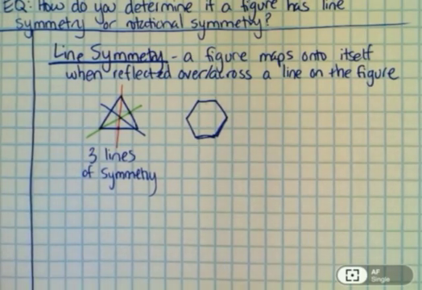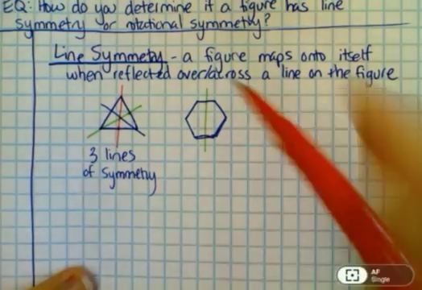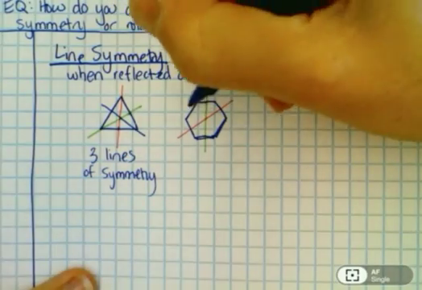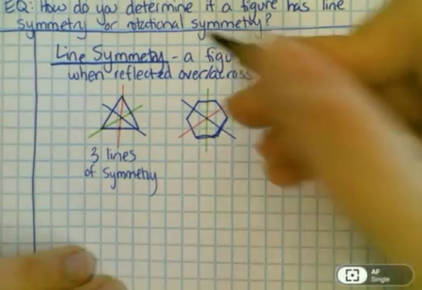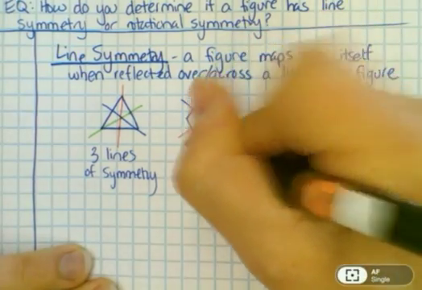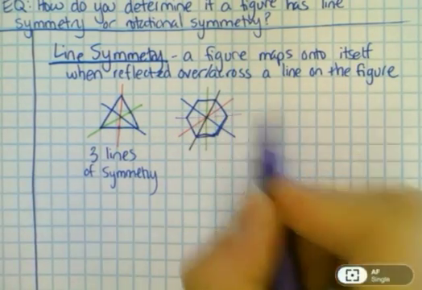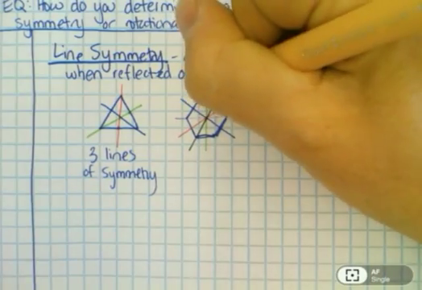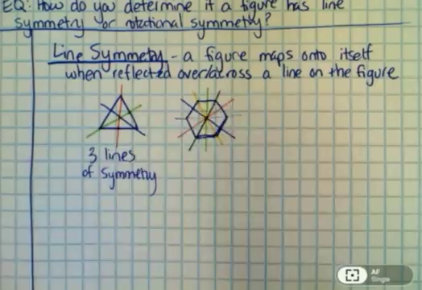We can connect 1, 2, and 3 like that, and that's going from midpoint to midpoint, but then we can also go vertex to vertex. So that's 4, 5, I do have 6 colors, 6. So that guy has 6 lines of symmetry.